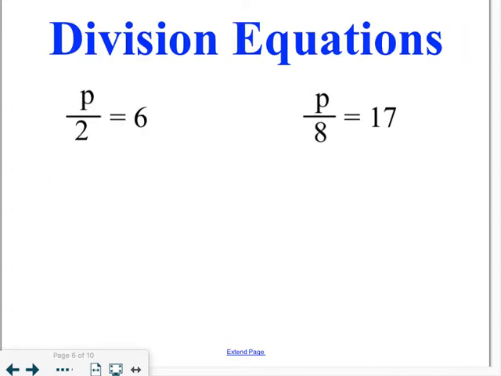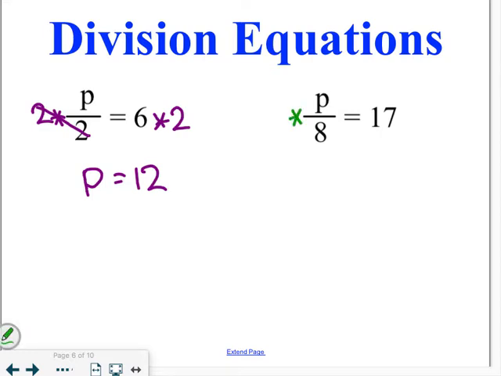Last operation that we have to work with is our division equations. In order to undo or inverse division, we need to use multiplication. So we should be multiplying by 2 to get rid of dividing by 2. If you do it on the left side, you do it on the right side, so p is equal to 12.